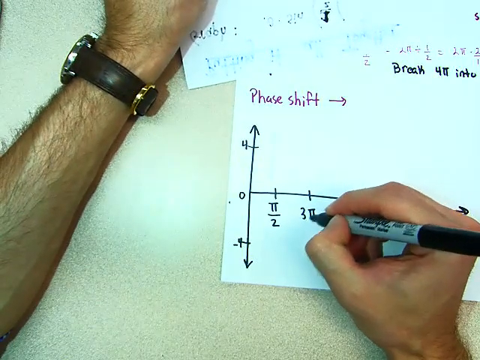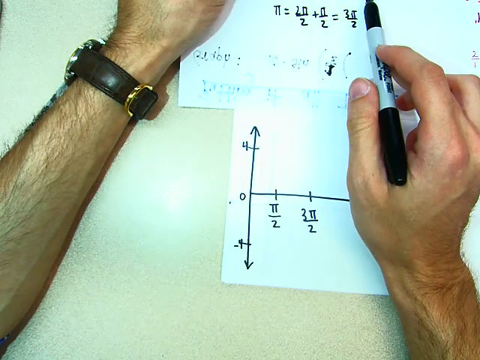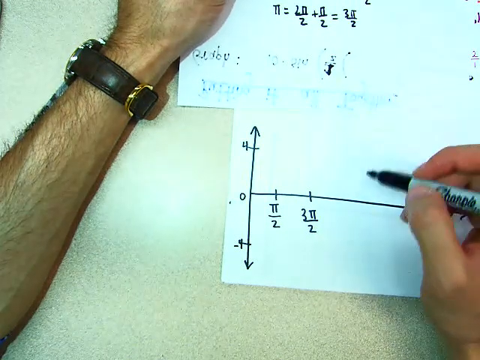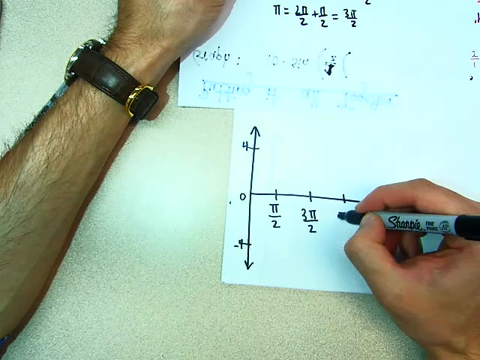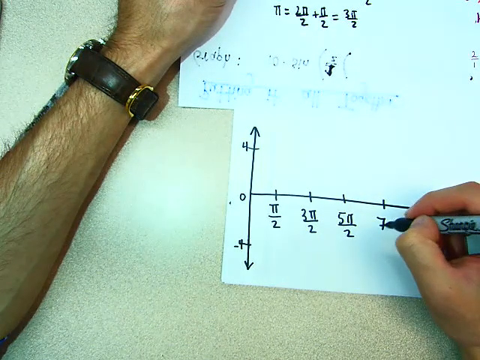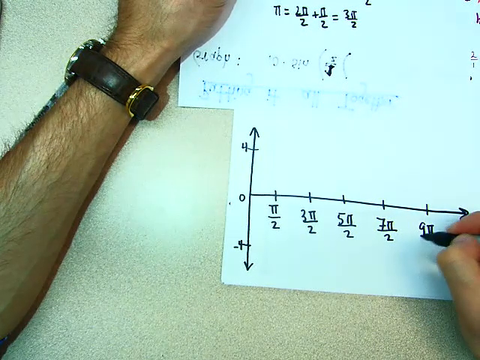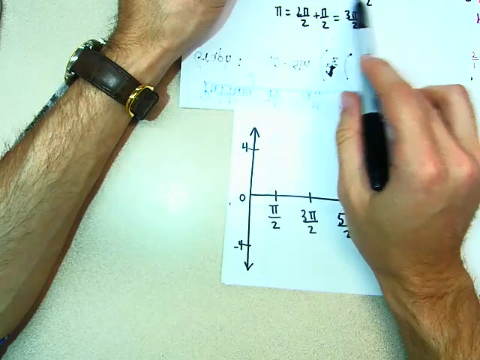It's 3 pi over 2. This one will be 2 pi over 2, 2 pi plus pi over 2. This would be 5 pi over 2. This one would be 7 pi over 2. And this one will be 9 pi over 2. Okay? Because here you're just adding a pi over 2.